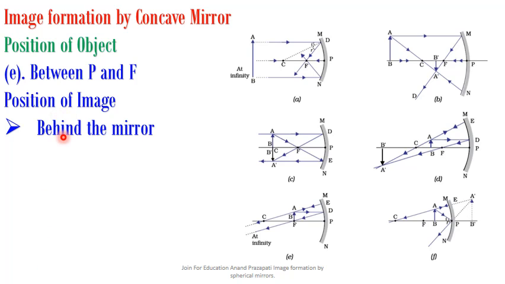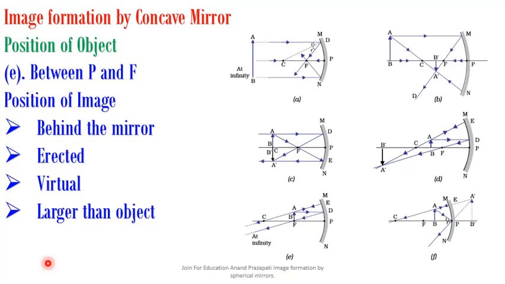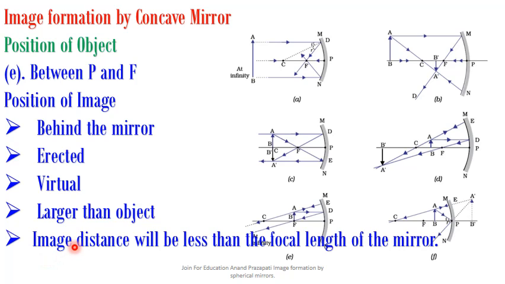Position of image behind the mirror, erect, virtual. These are the nature of the image, and size of the image is larger than the object, and image distance will be less than the focal length of the mirror. So this is the simple story related to the image formation by a spherical or concave mirror.